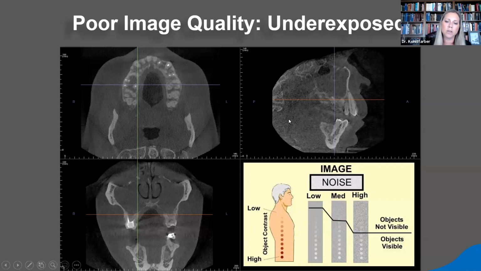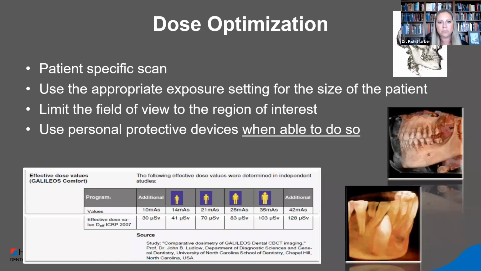And what does that do? Well, overall, that results in an increased dose to that patient versus if you had just taken it at the appropriate exposure setting to begin with. So we don't want to be afraid to take things at the proper exposure setting for that patient, but we always do want to be careful.